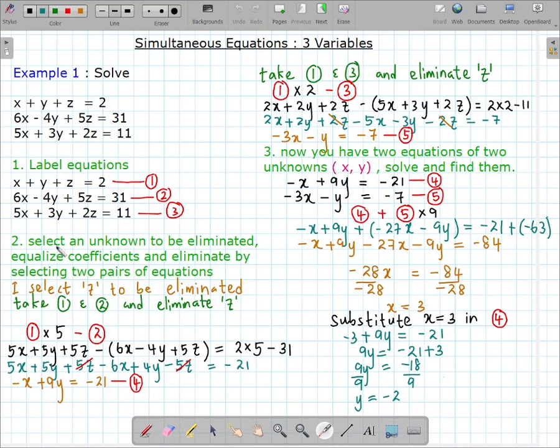Then step 2, we have to select an unknown to be eliminated. So equalize the coefficients and eliminate by selecting two pairs of equations. I select z to be eliminated. So take equation 1 and equation 2 and eliminate z.